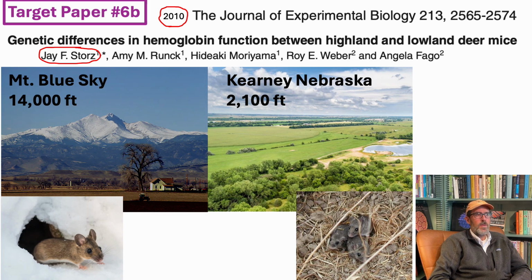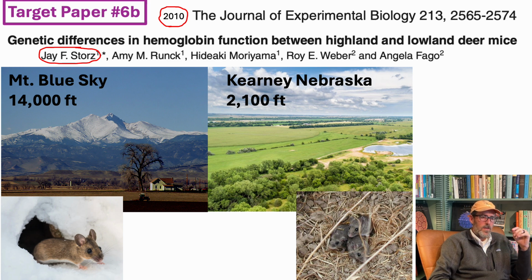And in this paper, the title is Genetic Differences in Hemoglobin Function Between Highland and Lowland Deer Mice. For this, they're studying something a little bit closer to home: Mount Blue Sky in Colorado, at 14,000 feet, and mice from Kearney, Nebraska, at 2,100 feet. So about a 10,000 foot difference between populations of deer mice on Mount Blue Sky and at Kearney, Nebraska.